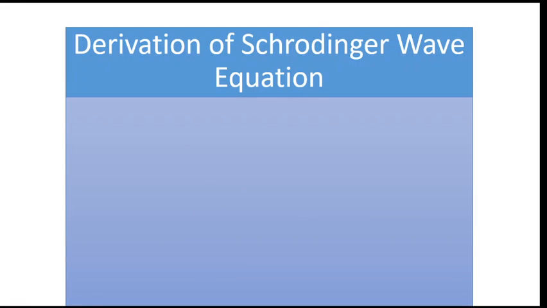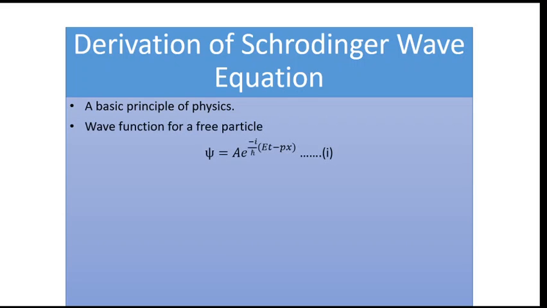In this video, I am going to derive the Schrodinger wave equation, which is a basic principle of physics. It is said to be a basic principle of physics because it cannot be derived from any existing principles of physics. It is even more basic than Newton's laws of motion, because Newton's laws of motion can be derived from the Schrodinger wave equation when it is solved on the classical level, while the Schrodinger wave equation cannot be derived from Newton's laws of motion. So it is an important basic principle of physics.